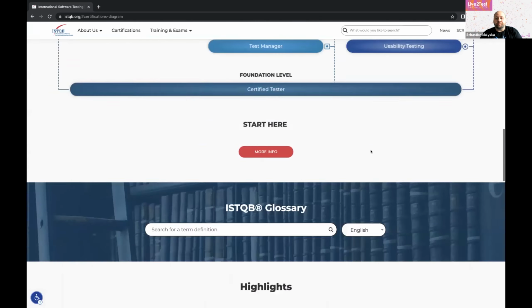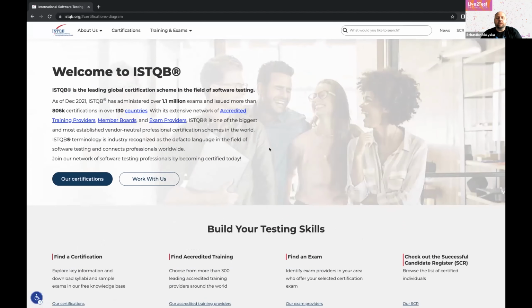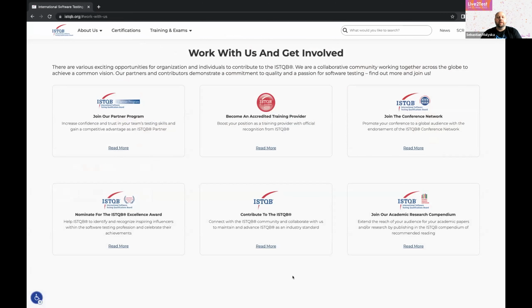Of course, we have some news, but if you're not interested in everything and you don't want to scroll, just click work with us. These are the six areas where we are open to cooperation. In general you can contribute, usually through the local member boards or member boards. If you are in the university ecosystem, we also invite you to cooperate. If you are organizing some great event like we are today, there is a community of conferences.